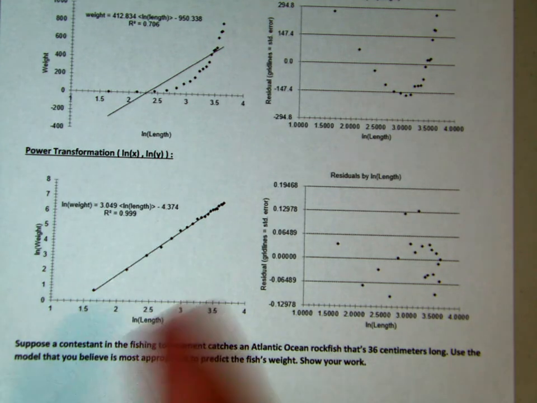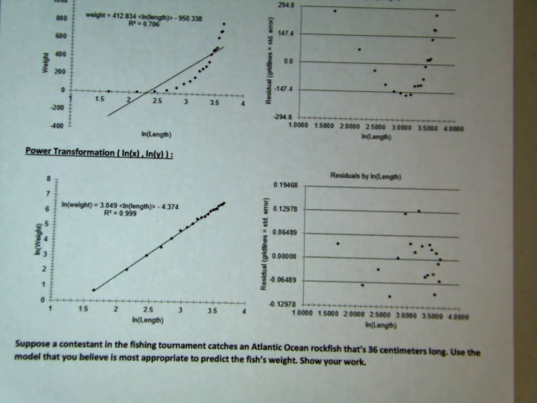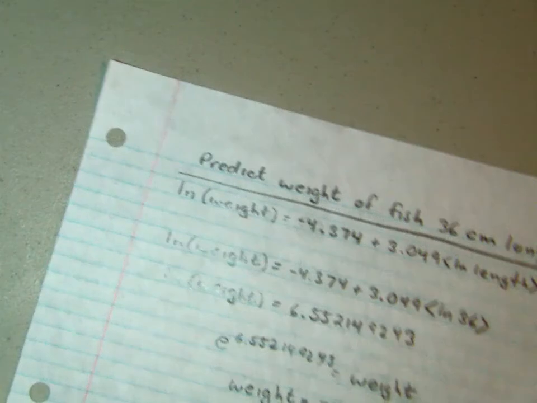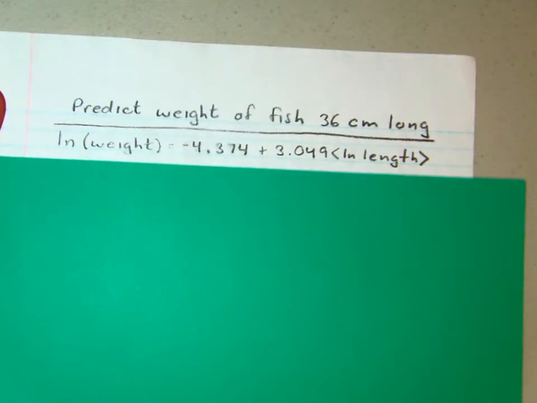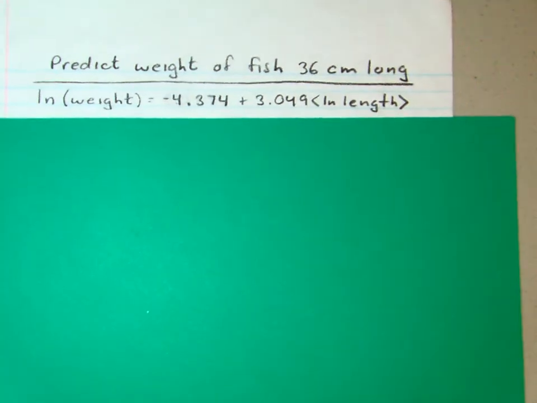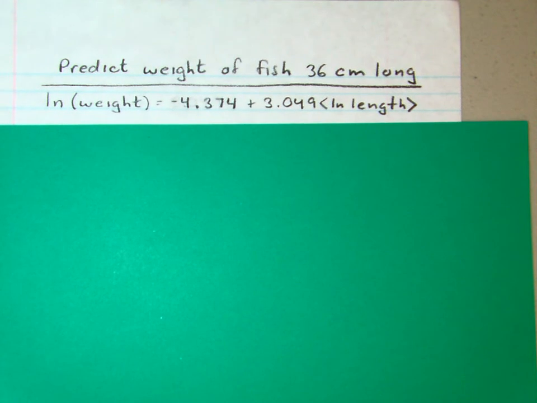The particular software that I use to produce this graph uses the traditional mx plus b format as opposed to the a plus bx that we use in stats. It's not a big deal. You can just flip it to match the format of the book. Alright, so our task at hand here is we want to predict the weight of a fish that's 36 centimeters long.